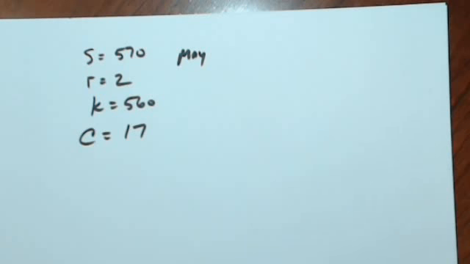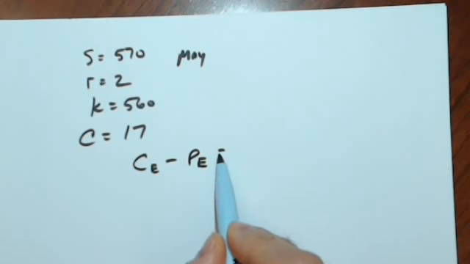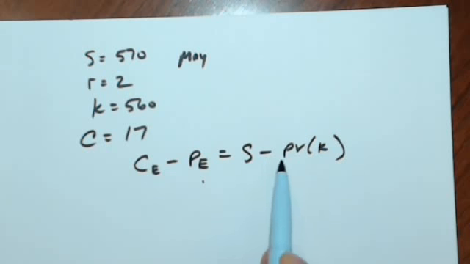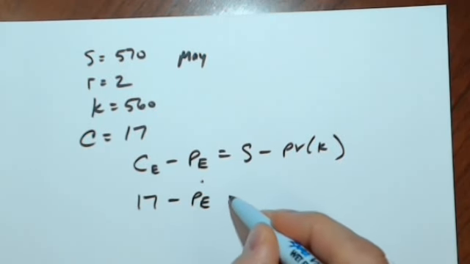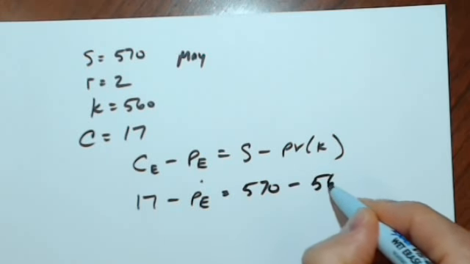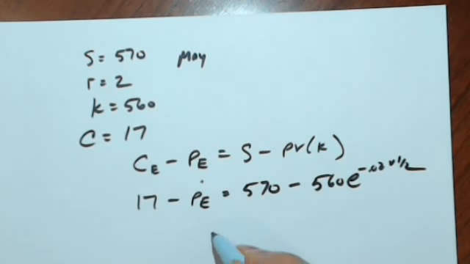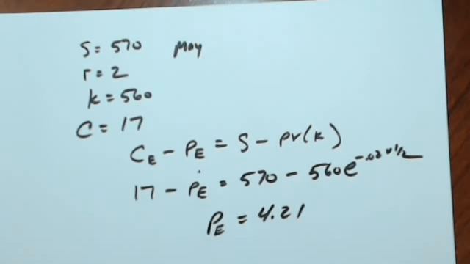Now, how do you figure that out? Well, you use the formula I just showed you, and you back into the put, because I've given you everything except one unknown, one equation. That means you can compute an answer. 17 minus the price of the put equals 570 minus 560 times e to the minus 0.02 times 1/2, and we get P equals 4.21. The value of the put is $4.21.